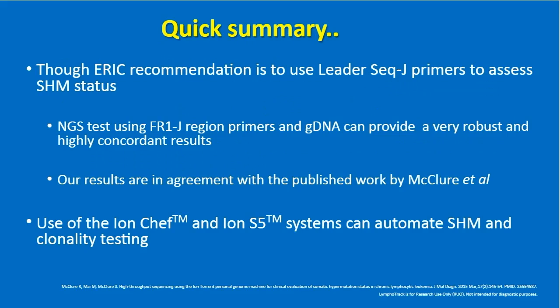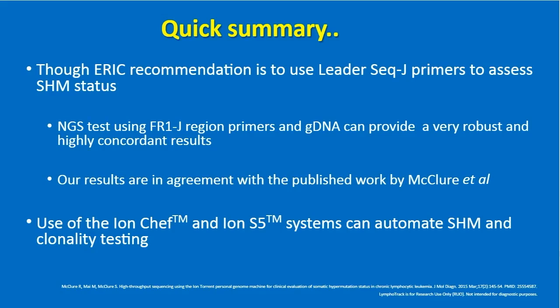So in quick summary, in our experience, even though the recommendation is to use a linear sequence to assess the SHM status, using these FR1 region primers we obtained very highly concordant and quicker results that we can actually do along with our other clonality assays. Also, with the automated feature of the Ion Torrent with the Chef proprietary system, it has been a very straightforward workflow for us to complete this analysis.